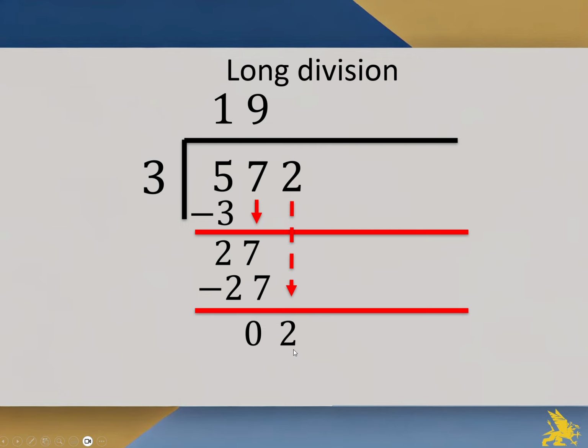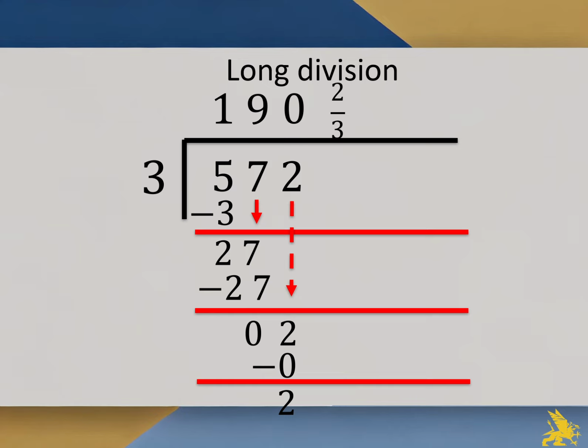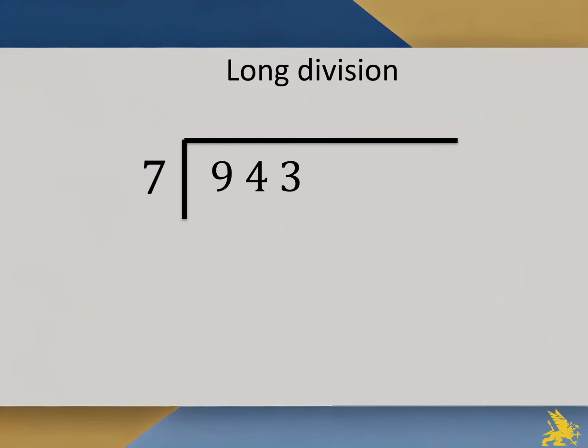And then I continue. 2 divided by 3 equals 0. 0 times 3 equals 0. I've shared nothing. I've got 2 left over. So I can say I've got 2 left over, or I can write it as 2 over 3. So 190 2/3. Let's practice this again without any algebra.